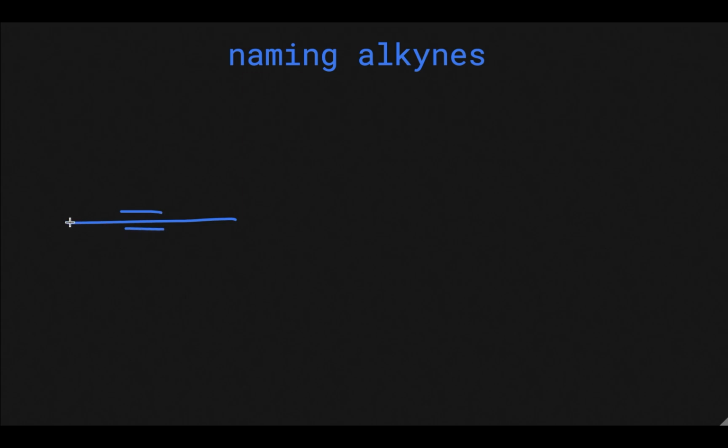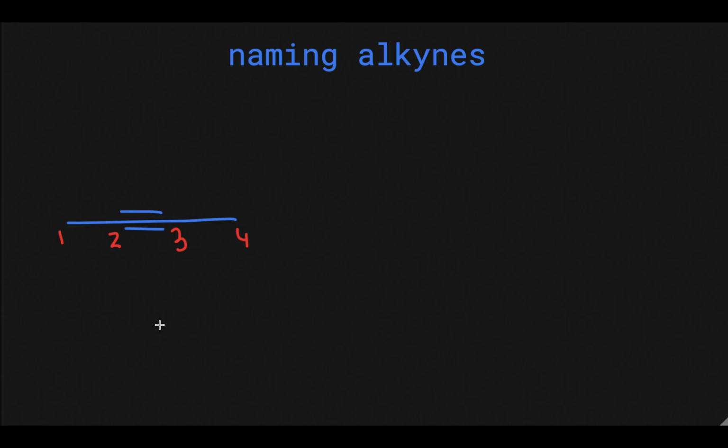If you follow along with my cursor, you can see that this here is our longest parent chain. So let's go ahead and name that. 1, we're going to do a 2 where the triple bond begins, and a 3 where the triple bond ends, and end off with a 4. So let's go ahead and put the whole name together.